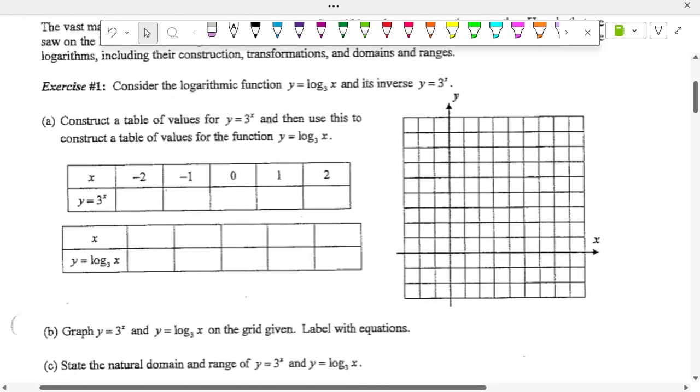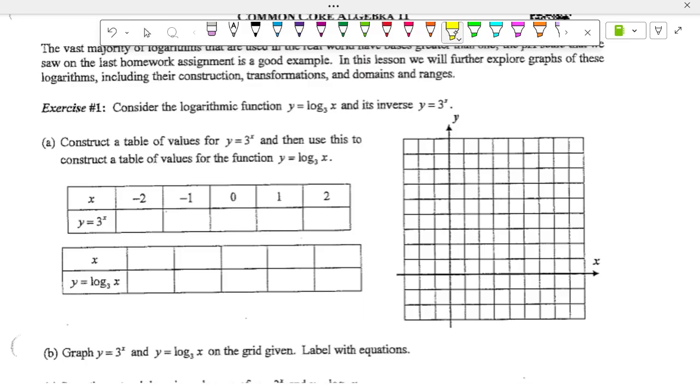So let's look some more at these graphs. Now we're going to graph the functions log base 3 of x and y equals 3 to the x. Remember, they're inverses of each other. If we do 3 to the x power first, what's 3 to the negative 2 power? 1 over 9. What's 3 to the negative 1 power? 1/3. 3 to the 0. 3 to the first. 3. 3 to the second. 9.